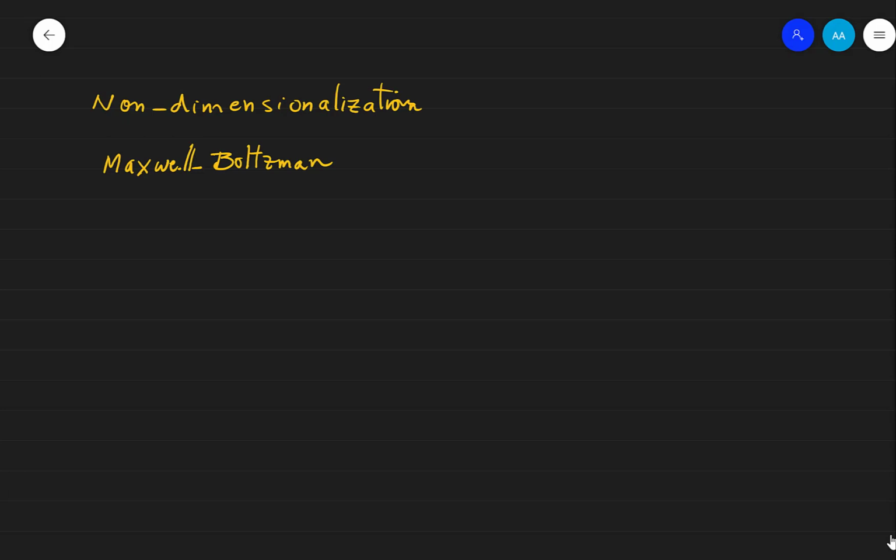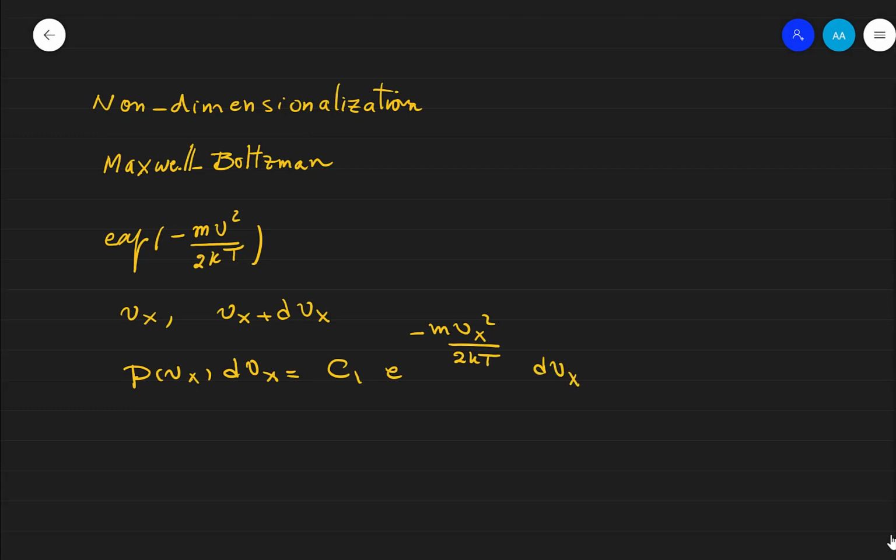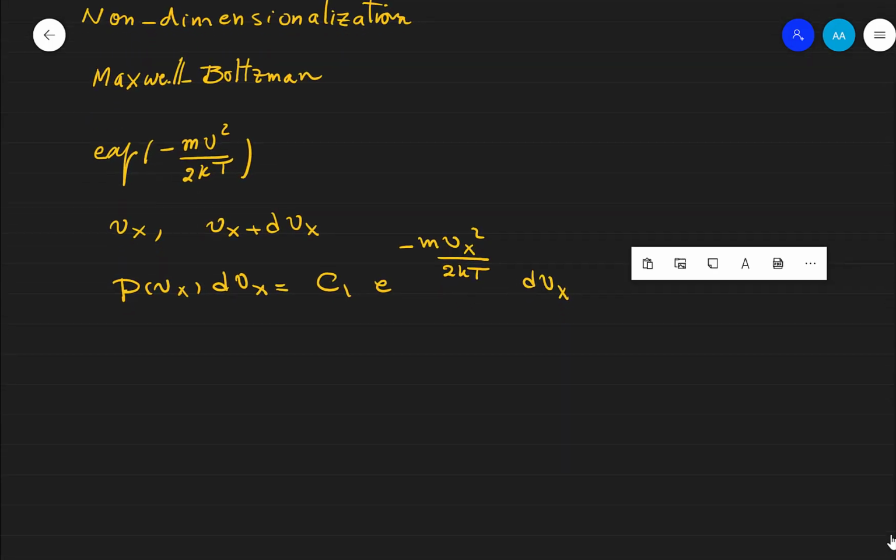Let's consider first the Maxwell-Boltzmann distribution. The velocity distribution function for some non-interacting particles of mass m at temperature T is proportional to an exponential, where k is the Boltzmann constant. The velocity distribution function for the x direction is the fraction of particles whose x component velocity is between vx and vx plus dvx, with the normalization property.